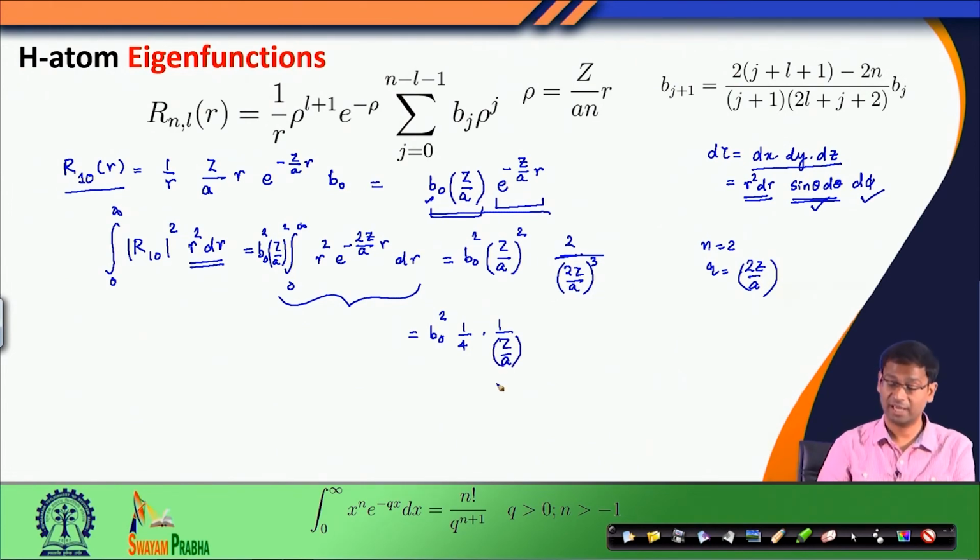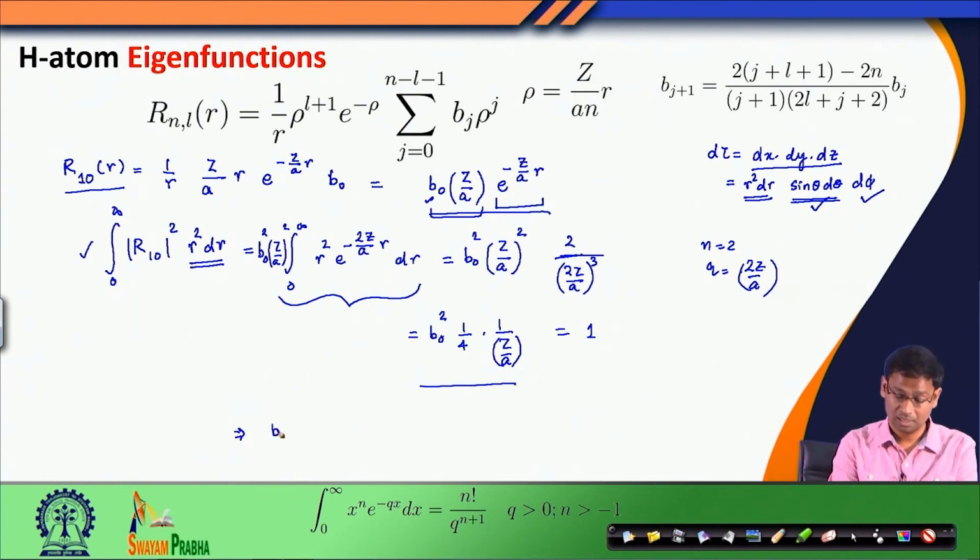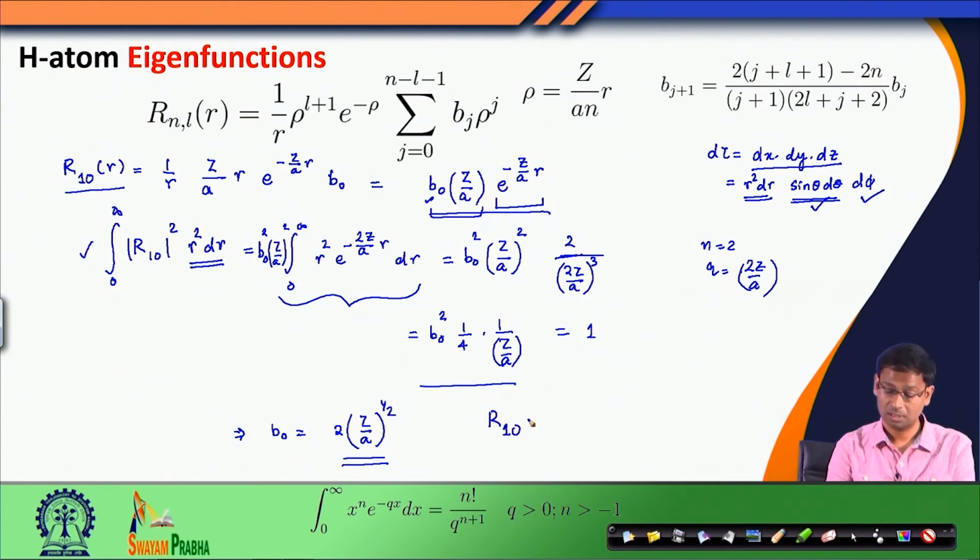That gives me z over a here, and 2 to the power 3 and 2 give me 1 by 4. If this function has to be normalized, this quantity should be 1. And how is that going to be? That is going to be if my b 0 is simply this quantity. Now, I obtain the value of b 0 by normalizing this function. So, what would be the normalized function R 1 0? This function will simply be 2, with z over a to the power half, here z over a.